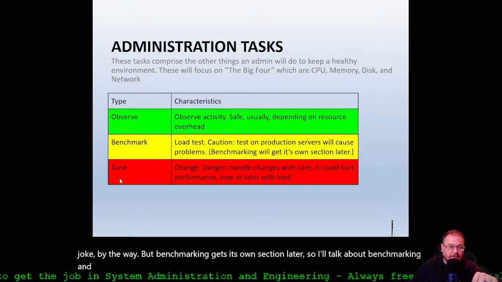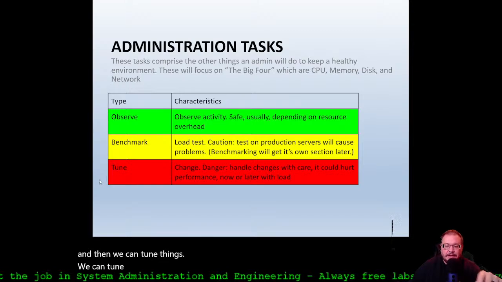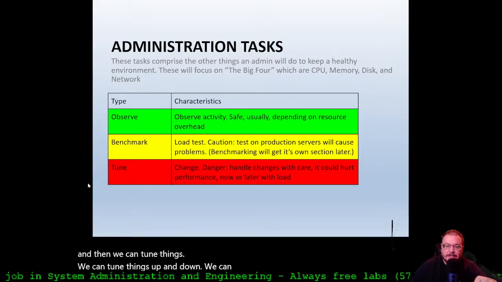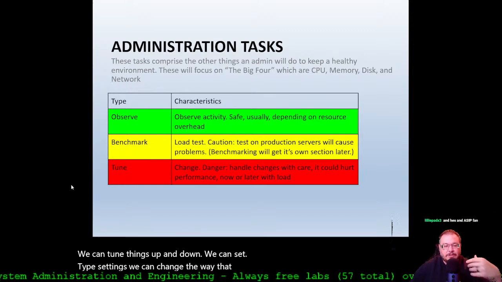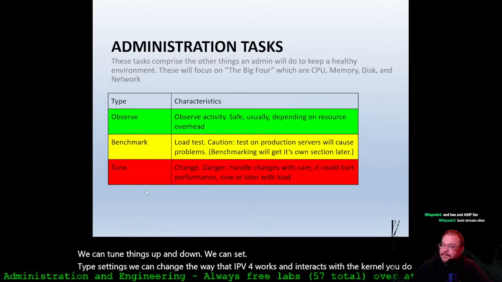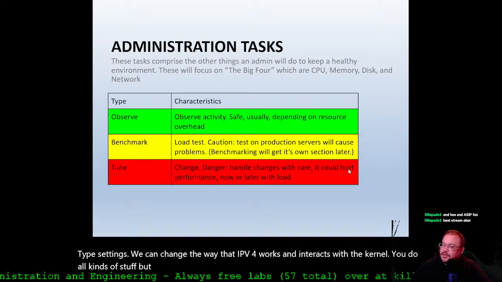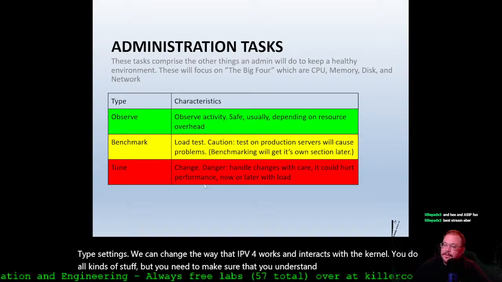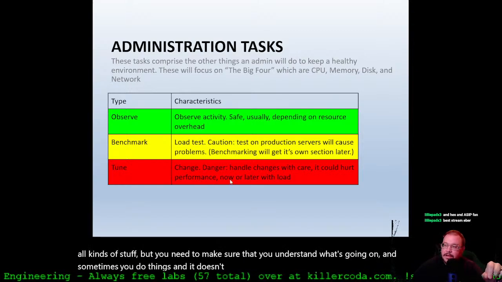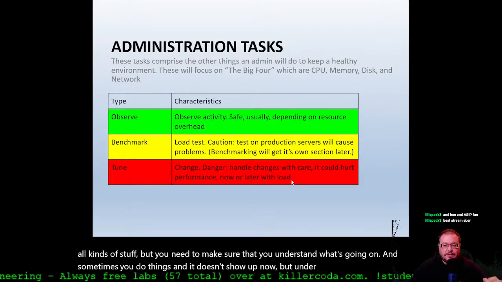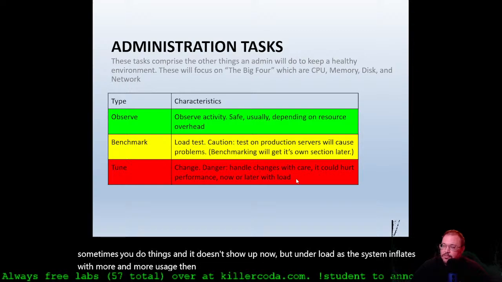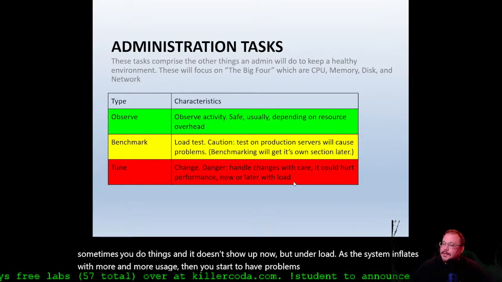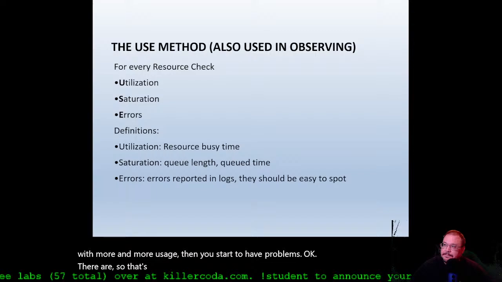And then we can tune things. We can tune things up and down. We can set sysctl type settings. We can change the way that IPv4 works and interacts with the kernel. You can do all kinds of stuff, but you need to make sure that you understand what's going on. Sometimes you do things and it doesn't show up now, but under load, as the system inflates with more and more usage, then you start to have problems. Okay? So that's administrative tasks, right?